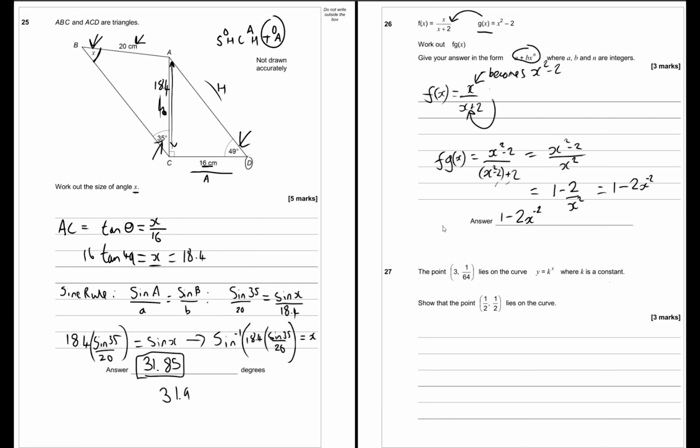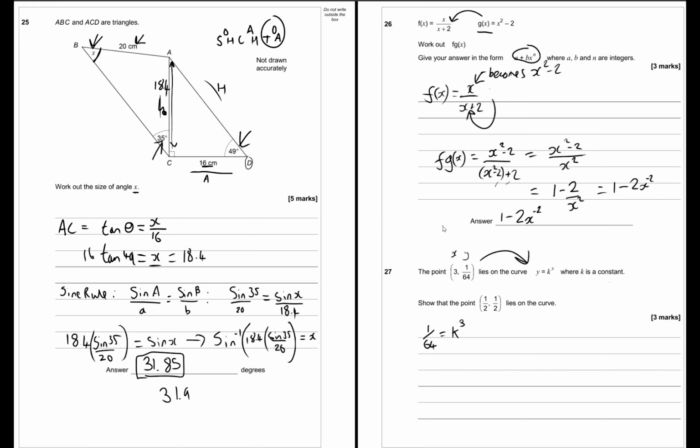The point 3, 1 over 64 lies on the curve y equals k to the x, where k is a constant. Show that the point half, half lies on the curve. So we want to find out what this constant k is. We're going to substitute our x and our y into this equation. Our x is 3, our y is 1 over 64. So 1 over 64 is equal to k to the power of 3.